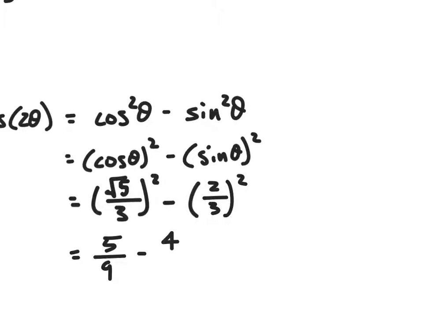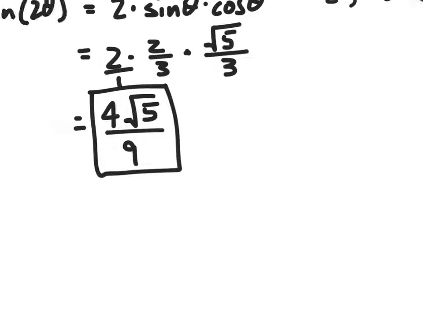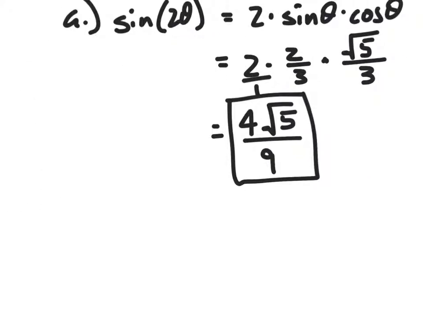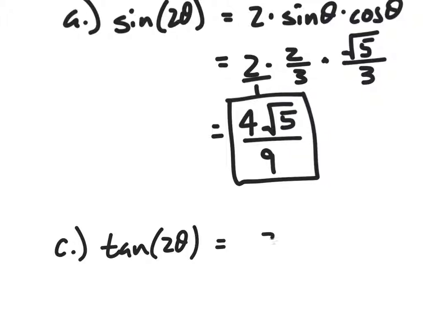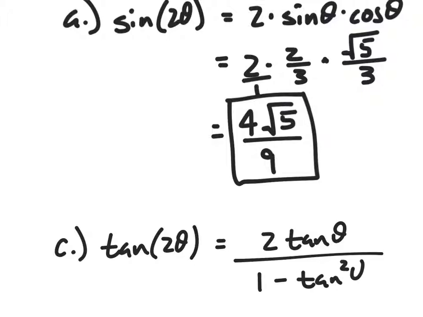Minus 4/9. So 5/9 minus 4/9 is just going to simply give us 1/9. All right, and so we can figure those out. Okay, last one is tangent of 2 theta. And so let's write out our formula for part C. So tangent of 2 theta is going to give us 2 tangent theta over 1 minus tangent squared theta.